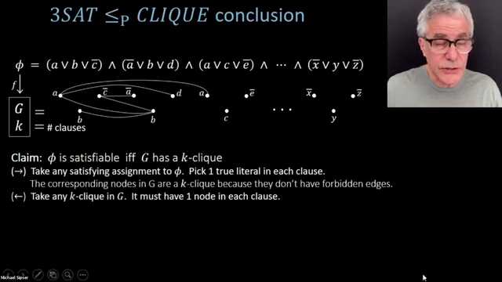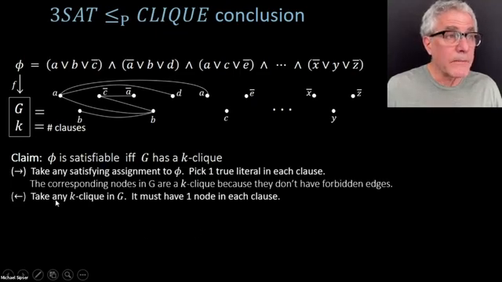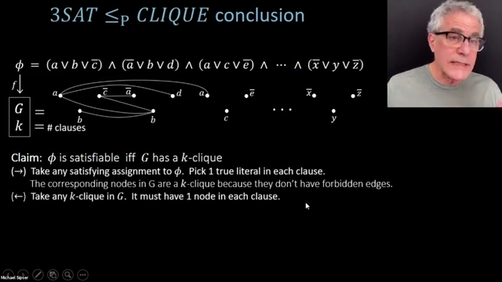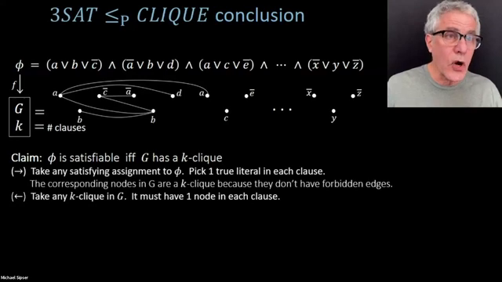Getting some good questions here in the chat, but let me just move on. Proving the reverse direction, we're assuming we have a K clique, so take any such K clique. Now, first of all, you observe that it's got to have one node in every clause. It can't have two nodes in the same clause or zero nodes in a clause.